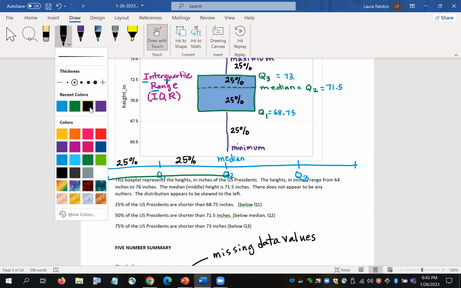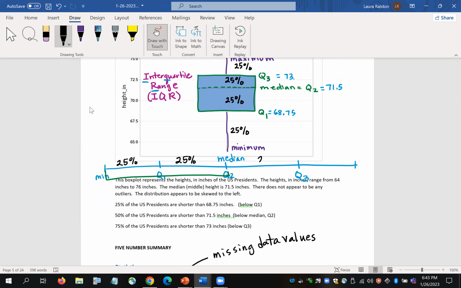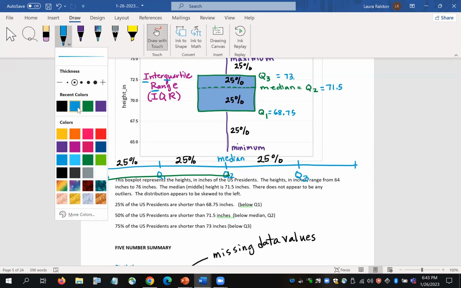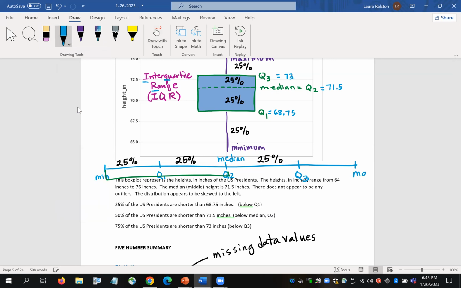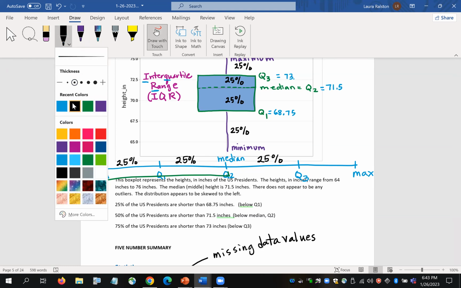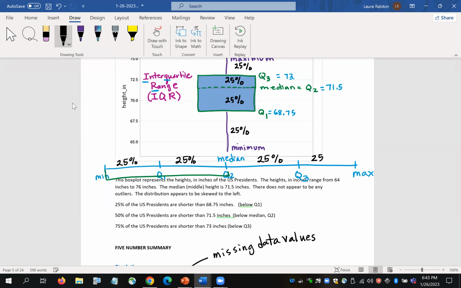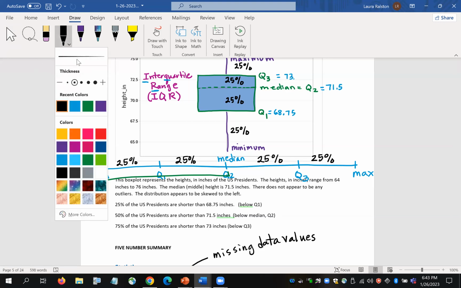Between Q1 and Q3 is the third 25%. And between Q3 and the maximum is the final 25%, because it does have to total to 100. So each region, you divide all of the data set, 100%, into 4 groups. Each group gets 25%.